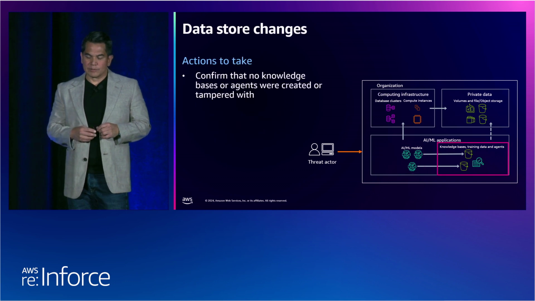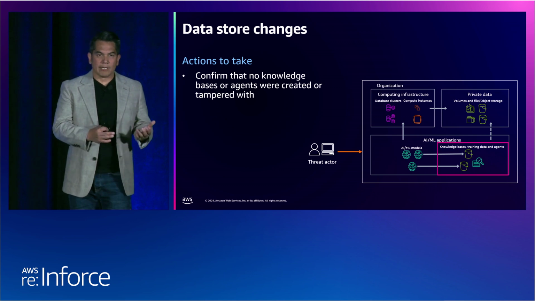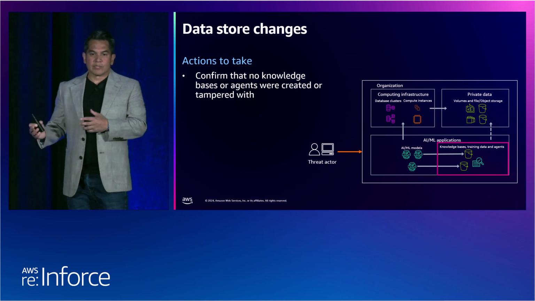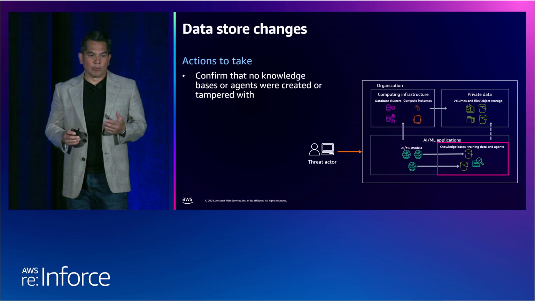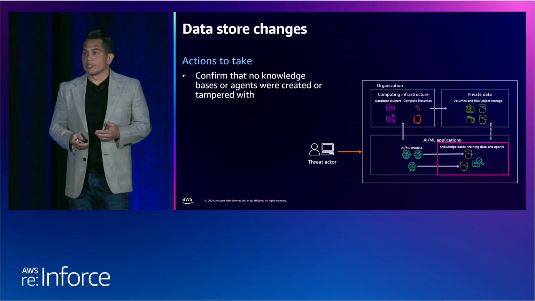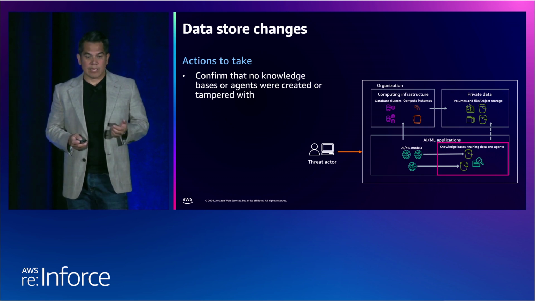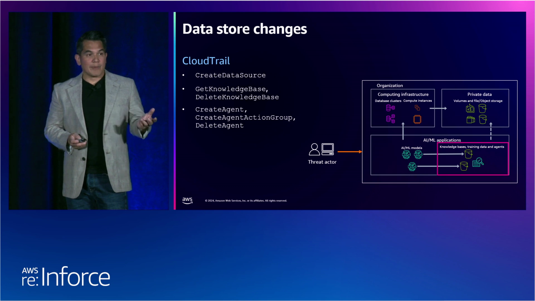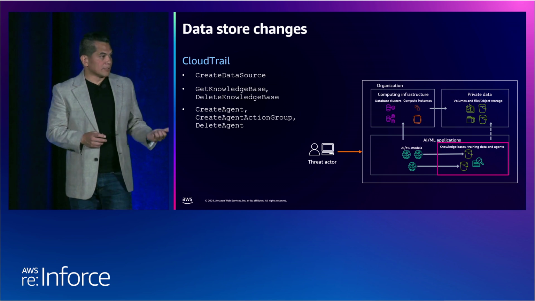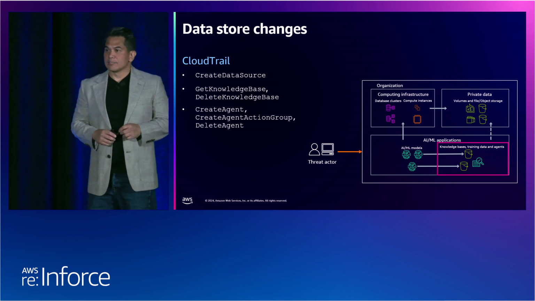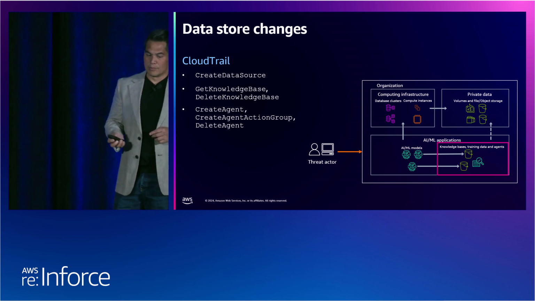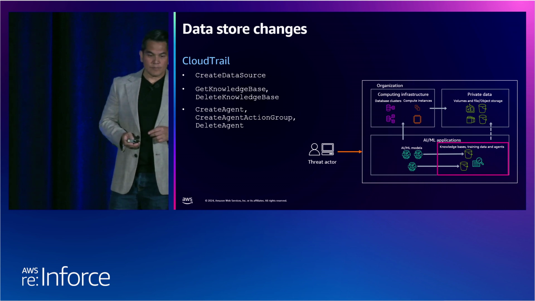But I'll continue on. So we also want to take a look at data store changes. We talked about AI ML models. Now we're taking a look at what's tuning or augmenting those models. We want to confirm that no knowledge bases or agents were tampered with. Some example API calls in Bedrock would be create data source, get knowledge base, delete knowledge base, create agent action group, and delete agent. Okay.